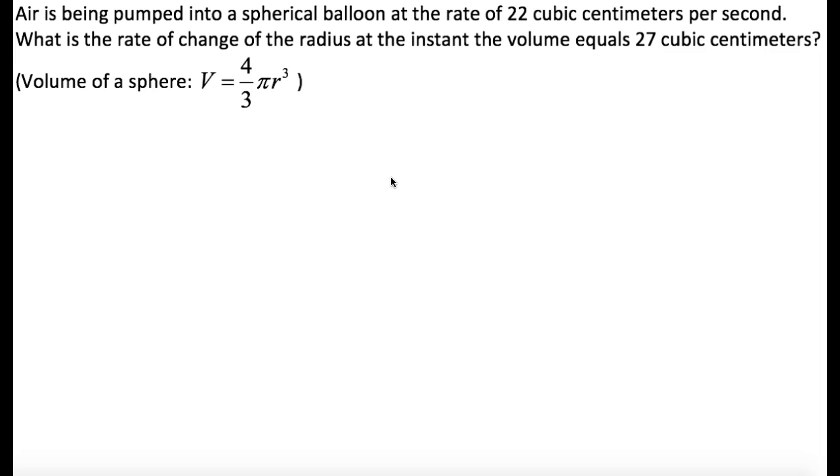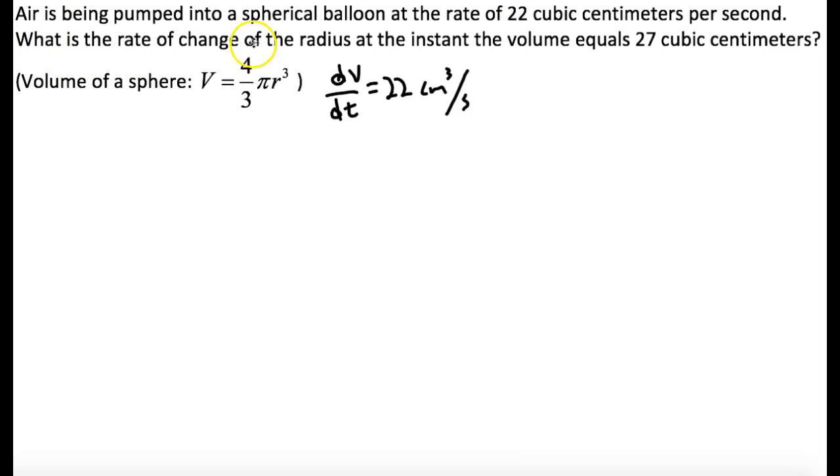So it says air is being pumped into a spherical balloon at a rate of 22 cubic centimeters per second. What is the rate of change of the radius at the instant the volume equals 27 cubic centimeters? So this first piece of information is a rate. It's the rate of change of the volume. So we're talking about cubic centimeters. So I'll go ahead and jot that down here. So dV/dt is 22 cubic centimeters per second.